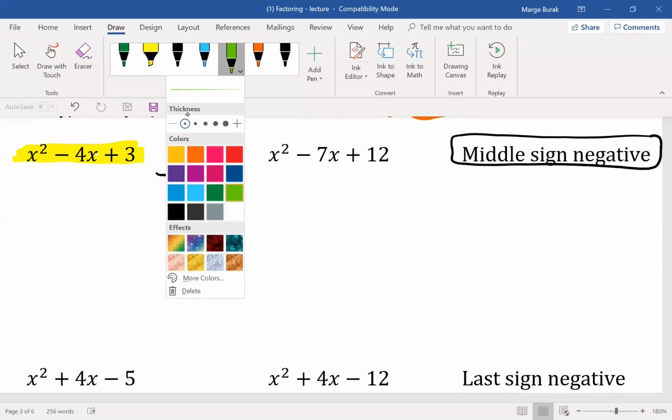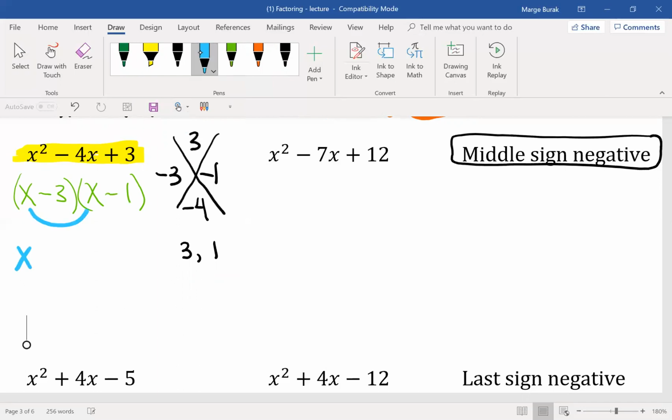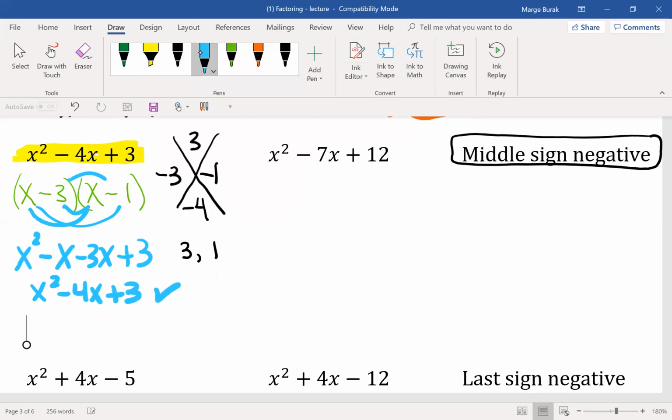Once I have that, I can get my parentheses, and I put my x's in the front. And then I put my -3 and my -1 basically in the middle. So when I multiply this out, I have x squared minus 1x minus 3x and then a plus 3. And if I put that together, I have x squared minus 4x plus 3, and that's my check. So the answer, in factored form, is x minus 3 times x minus 1.